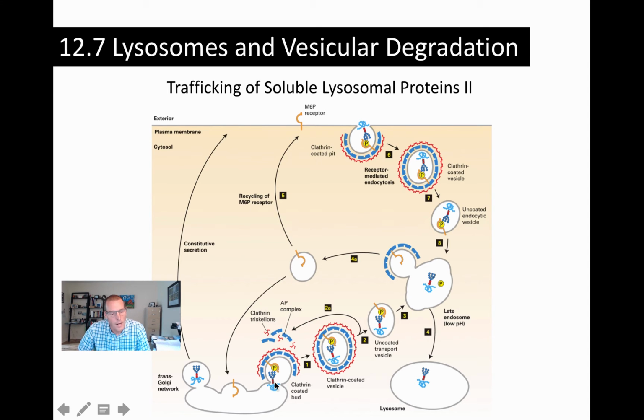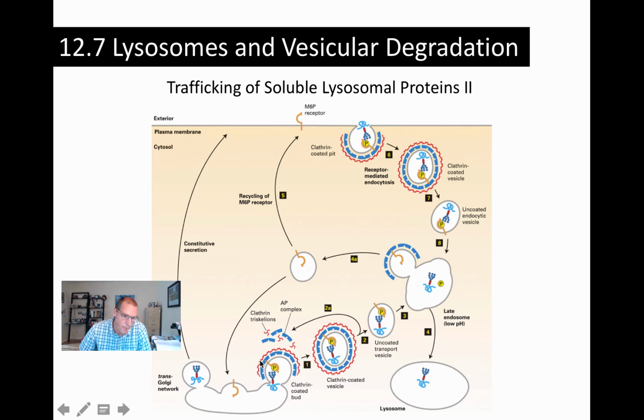Okay, so in the trans-Golgi network, there are some receptors called mannose 6-phosphate receptors. That's this little kind of orange hook thing here. So the mannose 6-phosphate will bind to the receptor. So if there's anything with a mannose 6-phosphate on it, it will be bound by the mannose 6-phosphate receptor. And so this lysosomal protein has a mannose 6-phosphate, and so it's bound by the mannose 6-phosphate receptor.